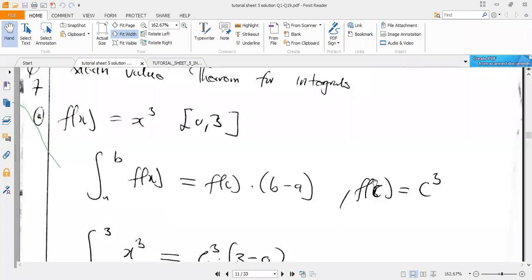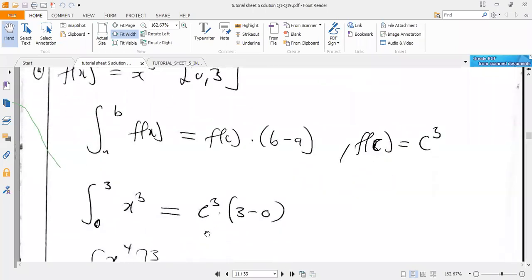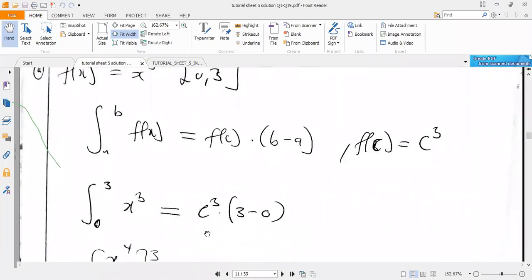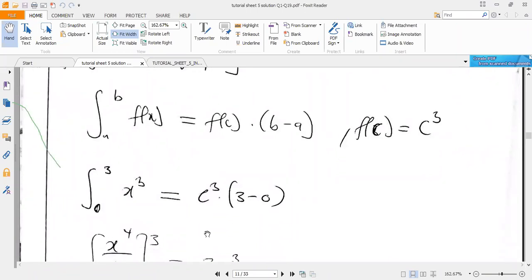Okay. So now f of c is equal to c to the 3, because where there's x, when we put c, it will be equal to c to the 3. So f of c is equal to c to the 3. So when we go down, the integral from 0 to 3. So now we picked this point, 0 to 3. And then we say the integral from 0 to 3 of x to the 3 will now be equal to c to the 3. Then b is 3. If you check on top, a is 0. So we have 3 minus 0, which is 3.